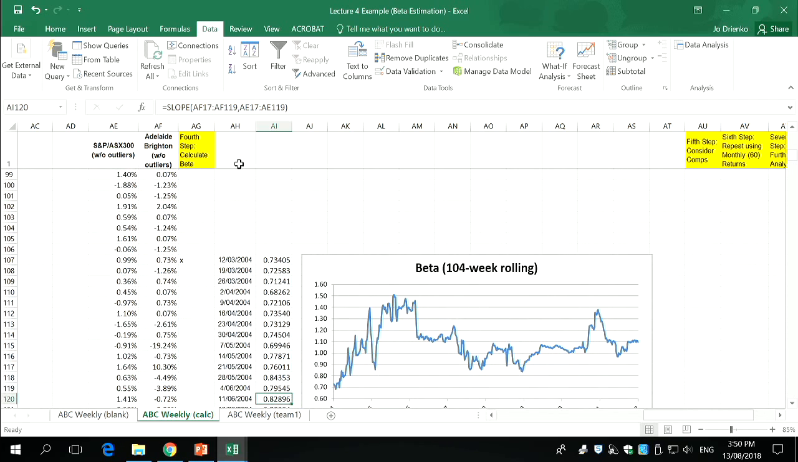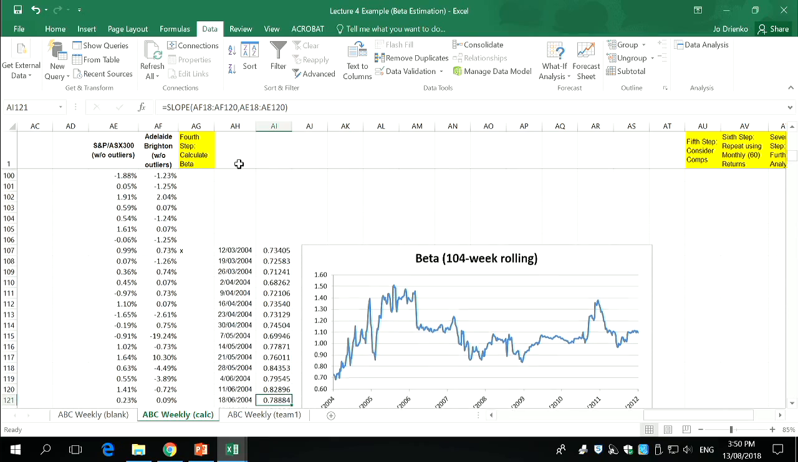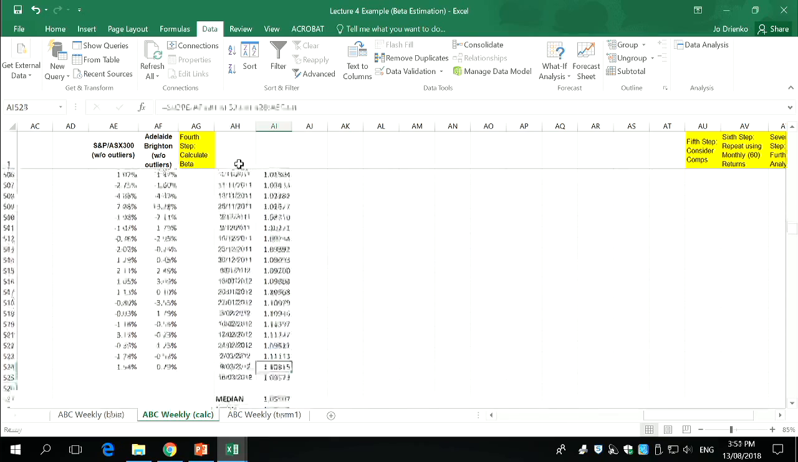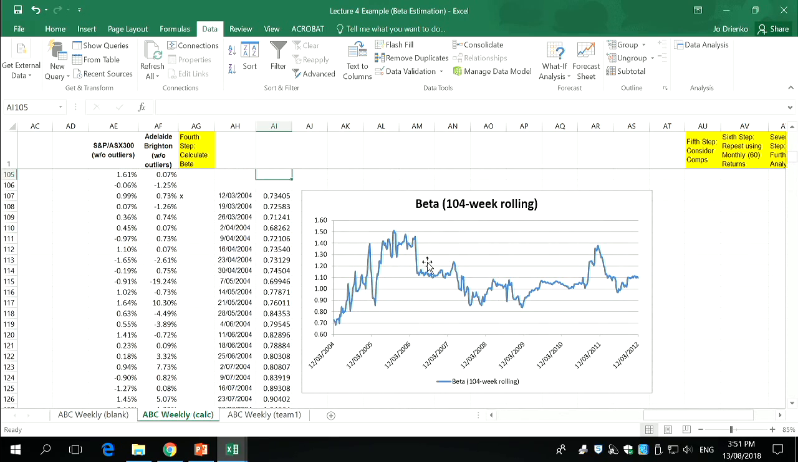If there is a deletion because of an outlier, you should still have 104 observations. So if you delete one number, it becomes 103. Add another number, so it's always 104. You can do that through time and then plot it and see how the beta has changed. The benefit is that you can see how stable the beta is.